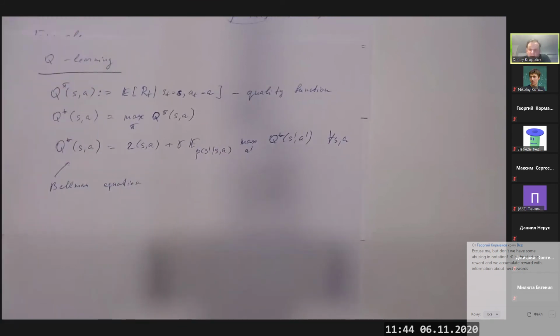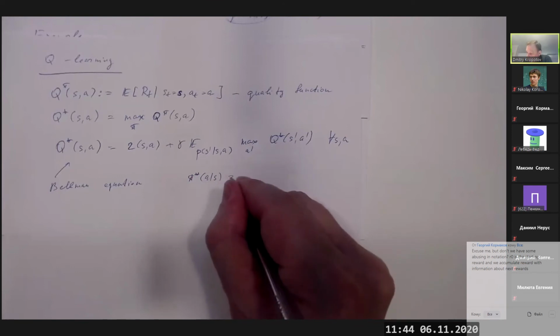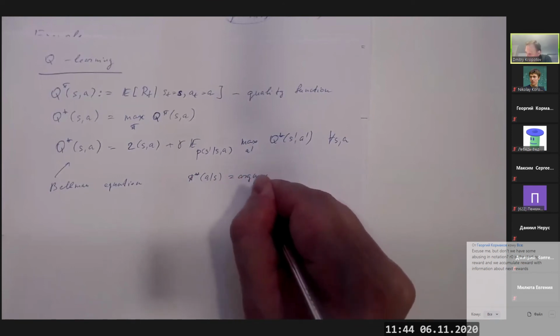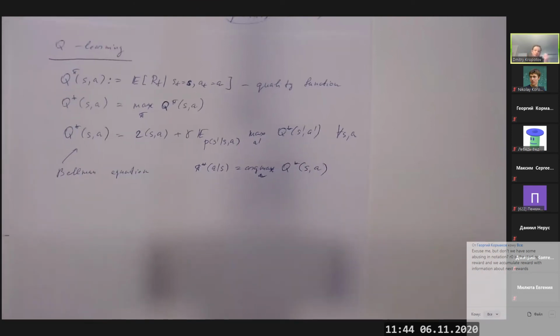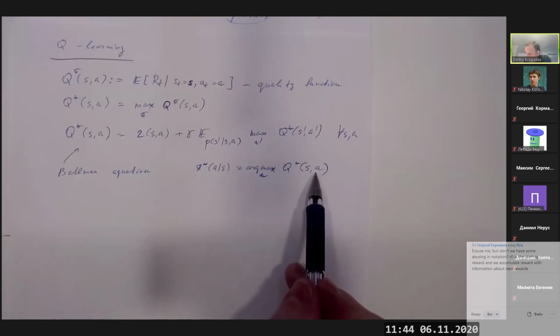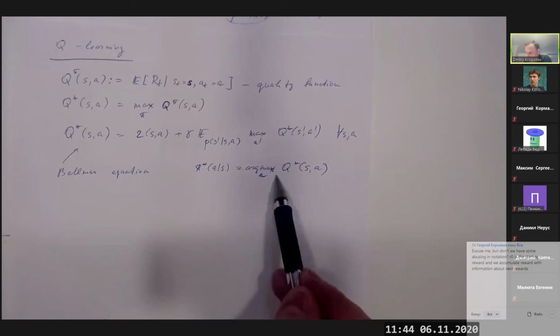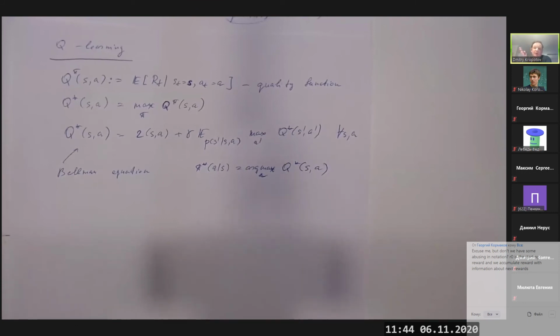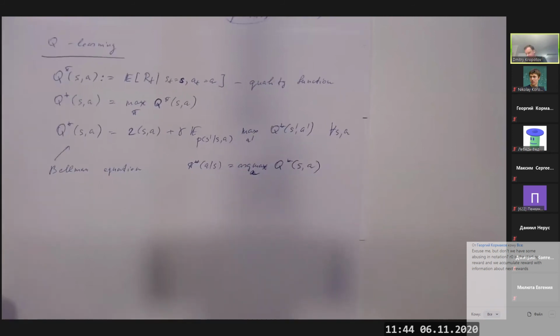And if we somehow learn this Q star, then it's easy to extract the optimal policy pi. The optimal policy will be just argmax over actions of our optimal Q function. So our Q function says that, depending on the action, the quality of this action would be the value of this function. It means that at a particular state, we should choose the action with the best quality, taking an argmax with respect to action for the optimal Q.